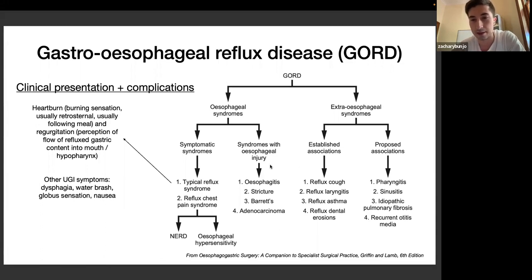Here you can see some of the typical complications listed that we will touch on a bit later, but it's important not to overlook the extra-esophageal manifestations. So cough, laryngitis, it can also lead to asthma and obviously dental erosions as well. So important to screen for those symptoms in a reflux patient.